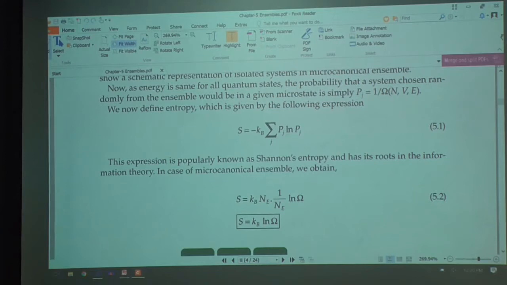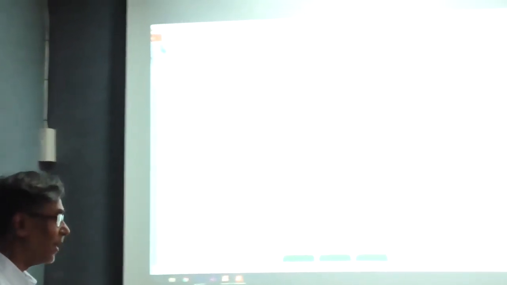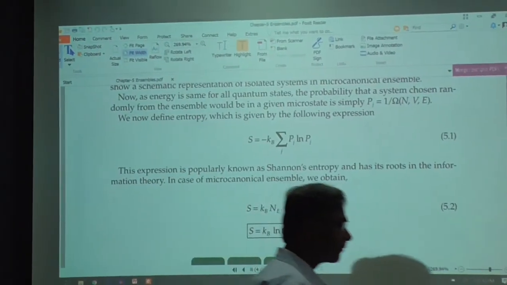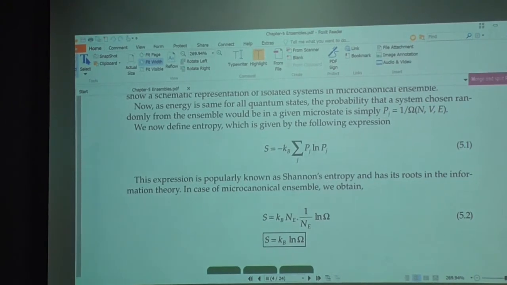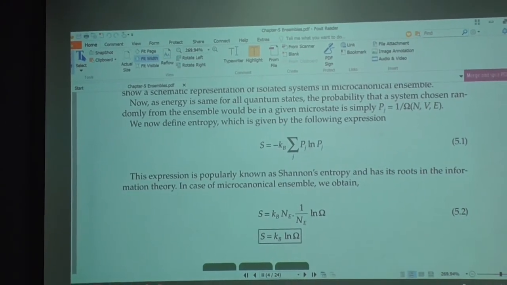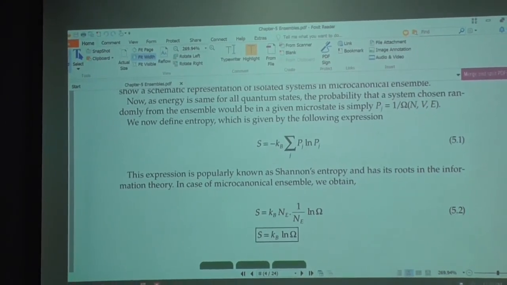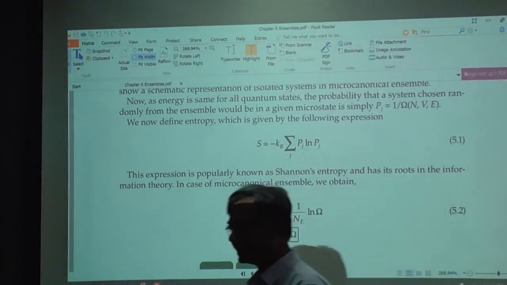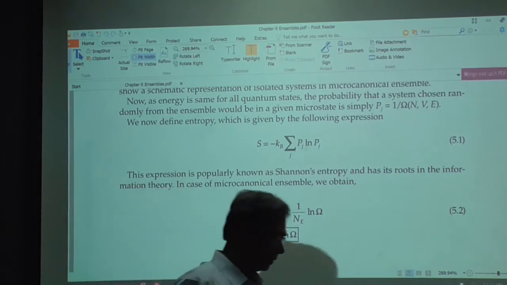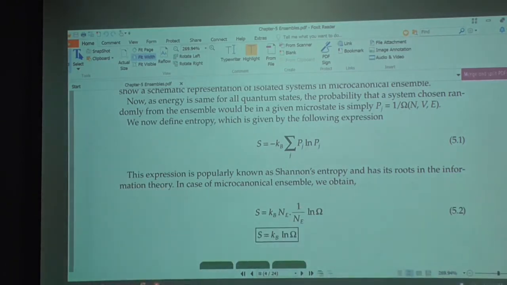That you have omega number of microscopic states. Each state is equally probable. So, you have omega number of microscopic states, each state is equally probable. So, the probability of each state is 1 over omega.